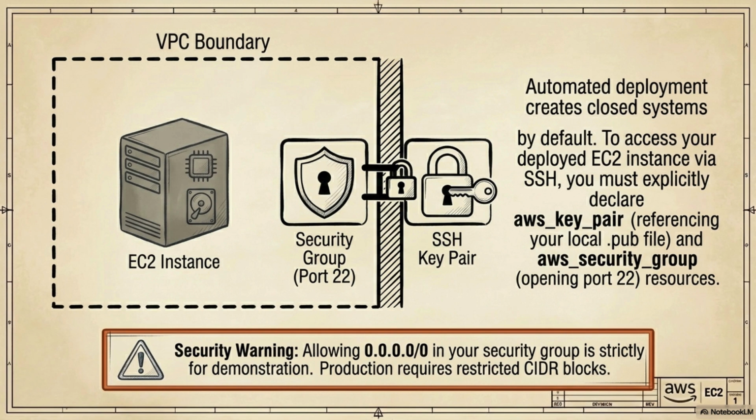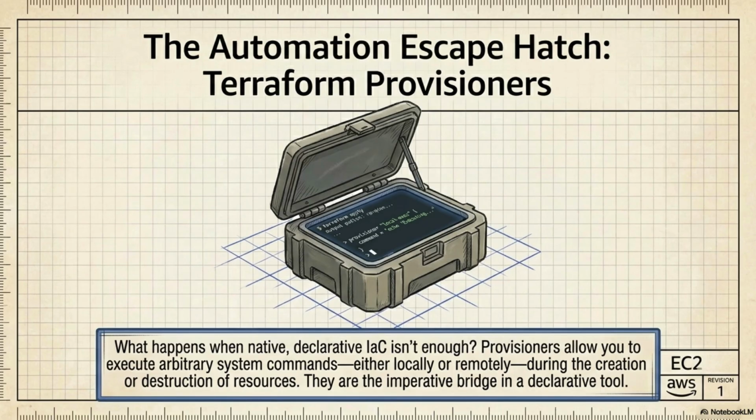Terraform Provisioners. Provisioners allow Terraform to execute scripts during deployment. They help configure systems when Terraform alone is not enough. But provisioners introduce imperative behavior into a declarative workflow. That increases complexity and unpredictability.